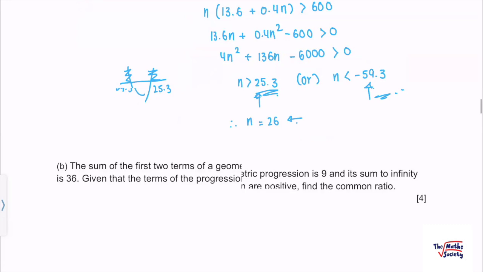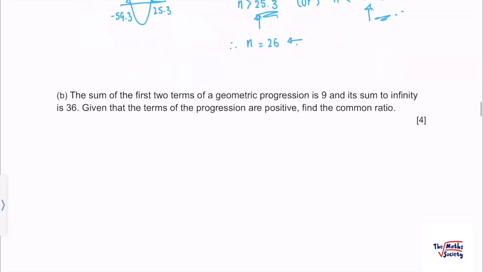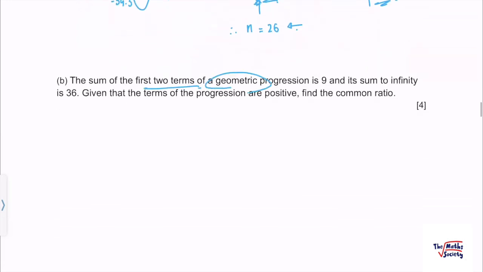Okay, so we move on to B, which says that the sum of the first two terms of a geometric progression is 9 and the sum to infinity is 36. So a plus ar, the first and second term, is equal to 9. So that's a times 1 plus r is equal to 9. So a will be equal to 9 by 1 plus r, yeah? And then we know that a by 1 minus r is going to be 36.